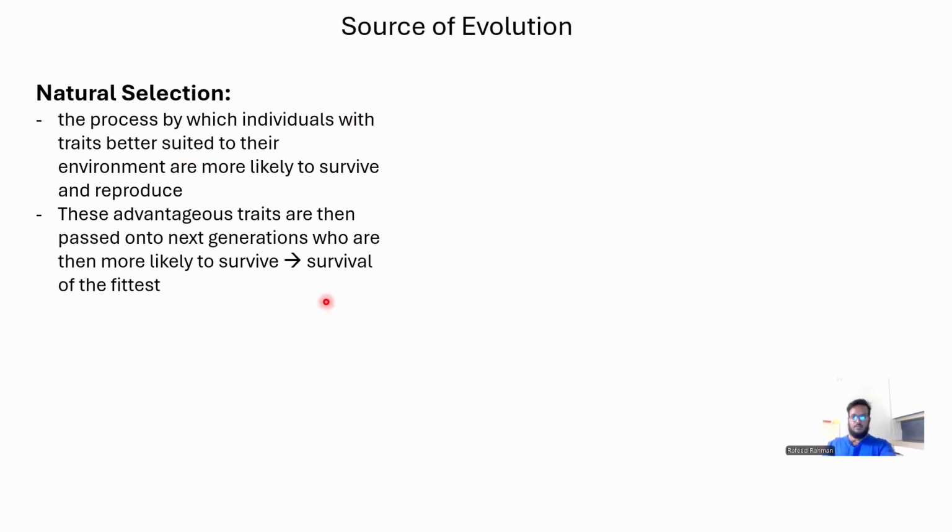When you have these advantageous traits in certain environments, they are passed down to your children as well, and they pass them down to their children, and ultimately those fit individuals in that environment survive and the others perish. This is the basis for natural selection.